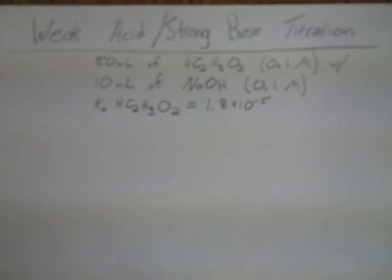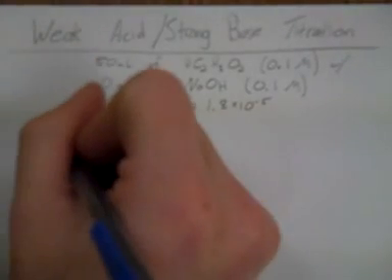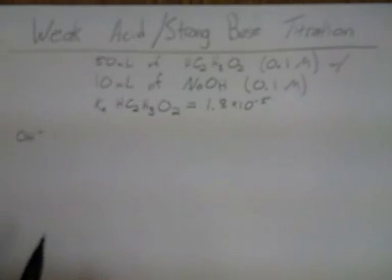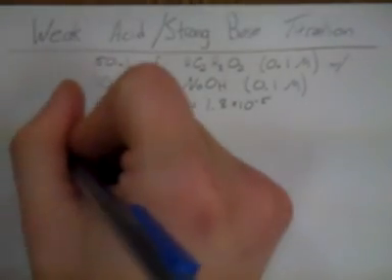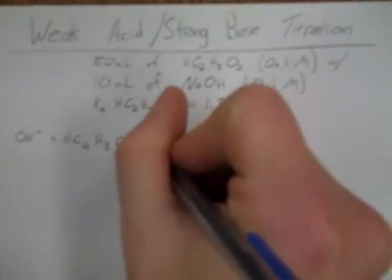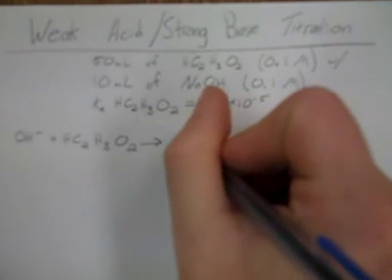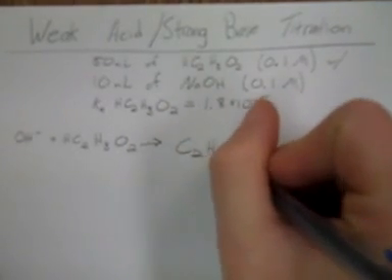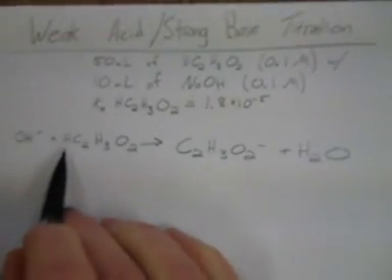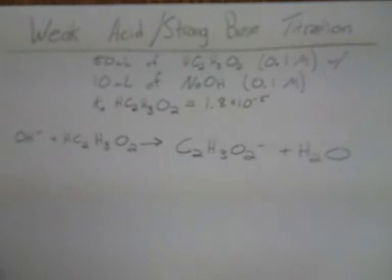Okay. So first off, what you have to do is do stoichiometry, and because NaOH is a strong base, it's going to dissociate 100%. So your equation is going to be OH minus, you don't need the Na because it's a spectator ion, plus your acetic acid is going to yield an acetate ion, and the OH is going to combine with the H to make water, H2O.